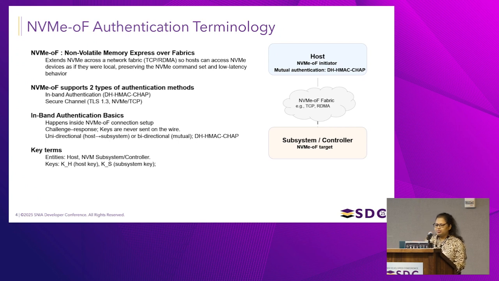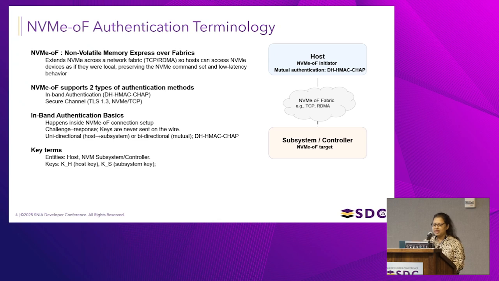So a few in-band authentication basics. In in-band authentication, the authentication itself happens inside the NVMe-Fabrics connection setup. There is no separate control plane. The protocol used is based on a challenge-response model. One side issues a challenge, and the other side proves its identity by computing the right response. Both sides use something called a key, and the keys are never sent on the wire.